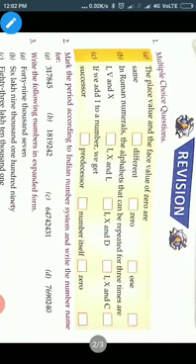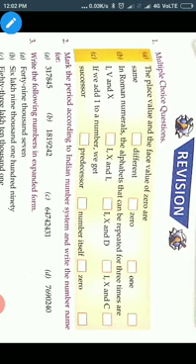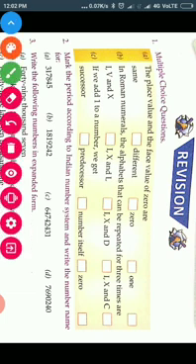Here the first one is a multiple choice question. A, the place value and the face value of 0 are. We know the place value and face value of 0 are always 0. Okay, so the first answer is 0.